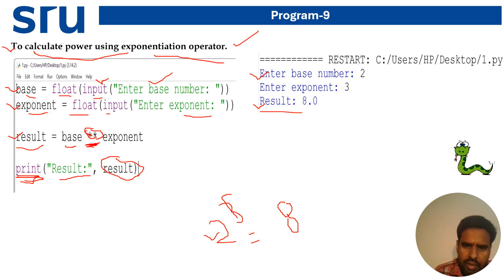Now I have entered the base, I wrote 2. Now enter the exponent, I wrote 3. So the result is what? 8.